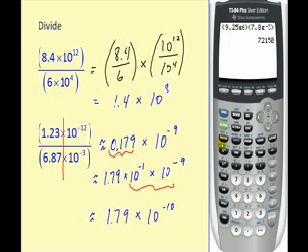Let's go ahead and check this on the graphing calculator. 1.23 second comma -12 divided by 6.87 second comma -3. And you can see our approximation is correct.